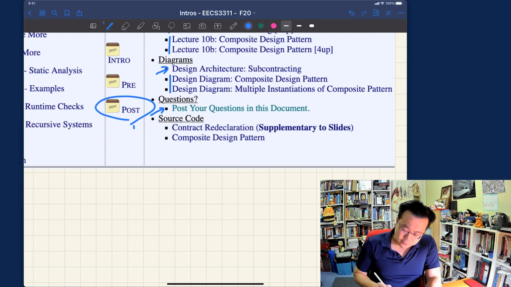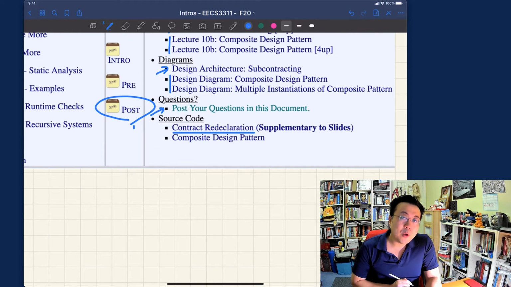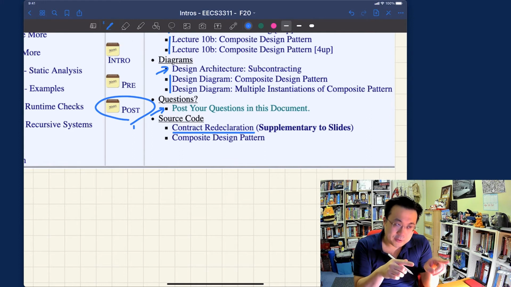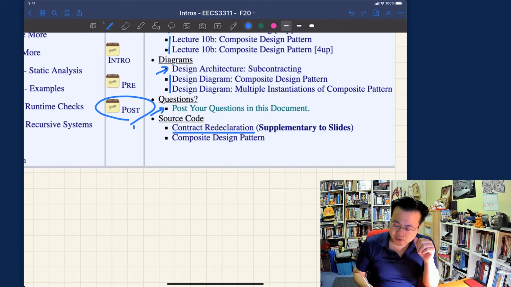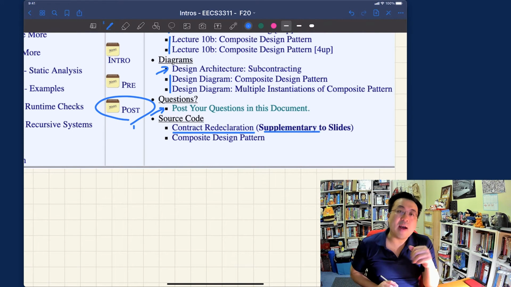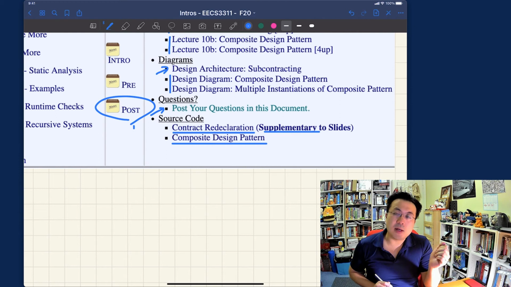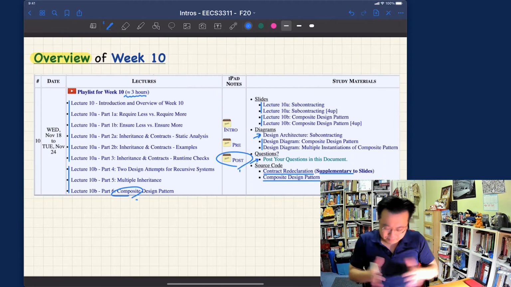Okay, about the source code. This part is really to illustrate one of the special cases where the precondition in the child class is simply equivalent to false. This source code is not mentioned in the slides; it is for your self-study, which is why I say it's supplementary to the slides. If I have time in the Q&A, I might guide you a little bit through understanding this code, but you will be expected to study this code yourself. And for the composite design pattern, I also include source code which I discussed in the lecture. So that's about the study materials for this week.